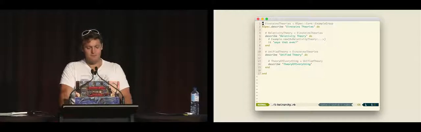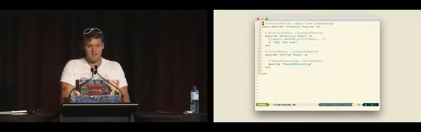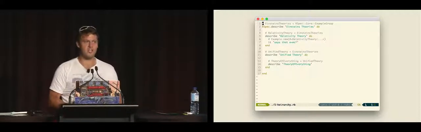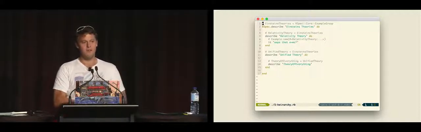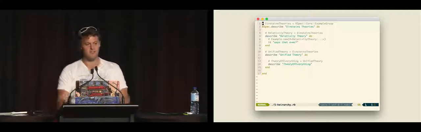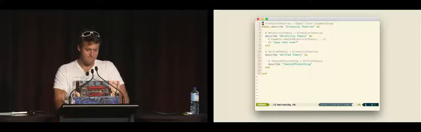So, a recap here. When you're writing a spec, you're actually writing a hierarchy of example group class definitions. It's important to note that your nested describe and context blocks are actually further subclasses of your parent example groups. That's how we isolate the behavior. We actually just use Ruby's inheritance. It's quite a nice little way to isolate it all.